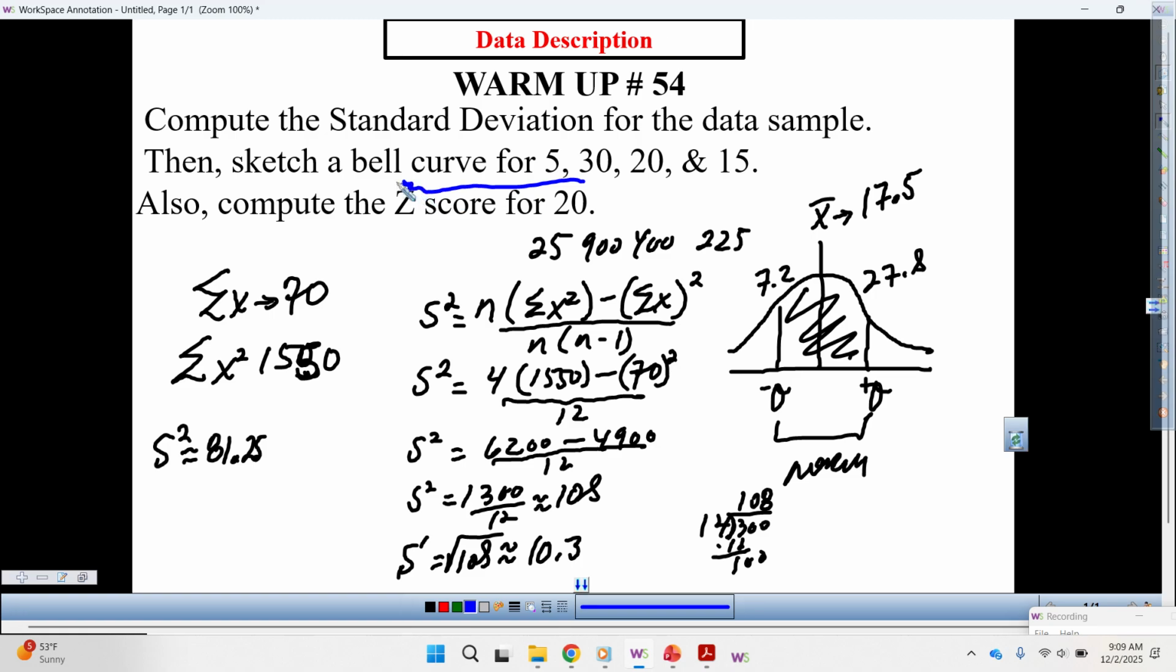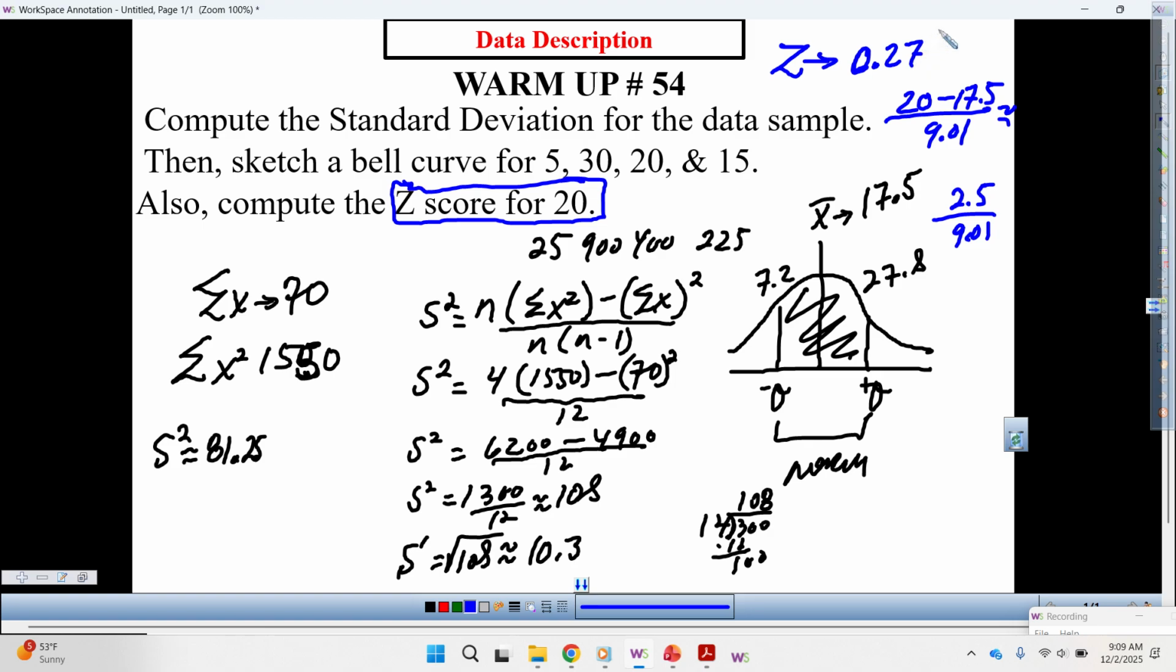So how do you find the Z-score? Levi's going to enlighten us with that one. The Z-score. 0.27. All right, let's double check that. So you did 20 minus 17.5 divided by 9.01. So you should have gotten 2.5 divided by 9.01, and that gives us an approximation of that. All right, looks about right.